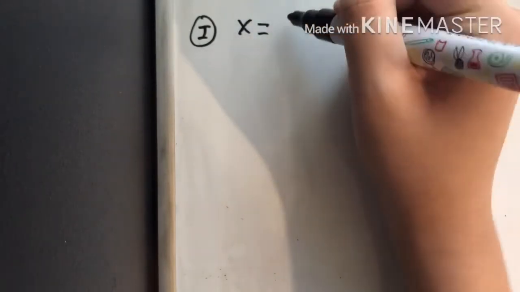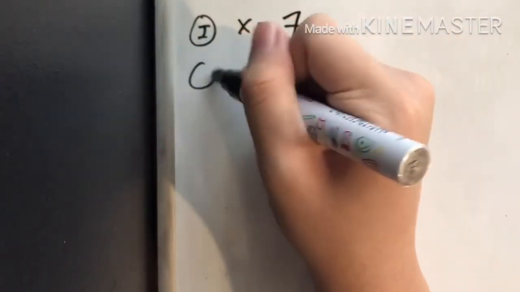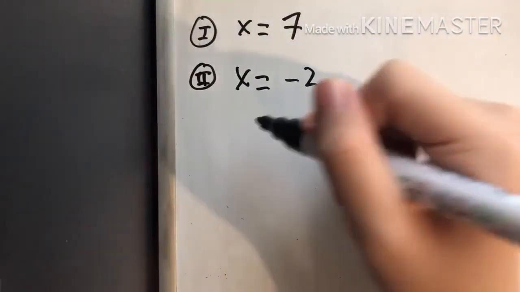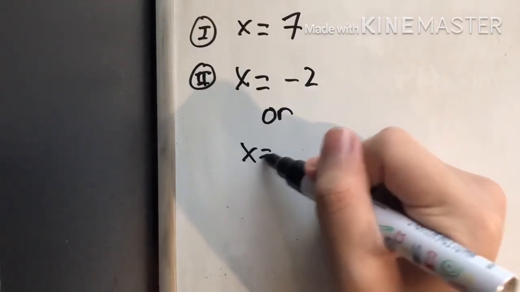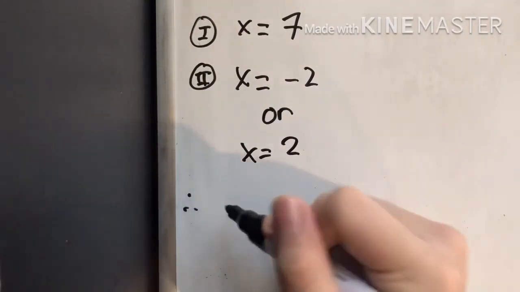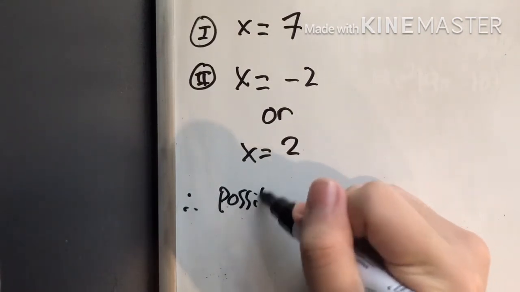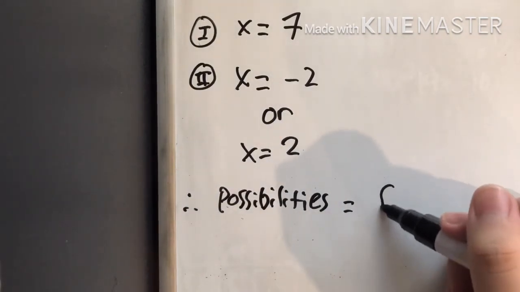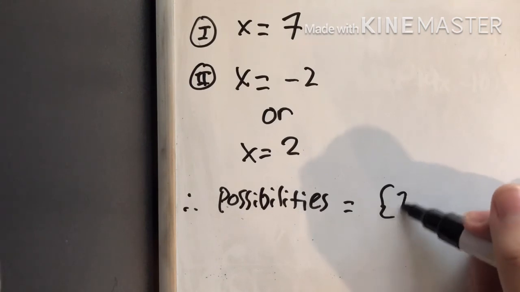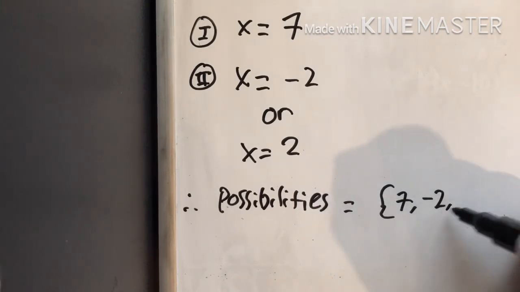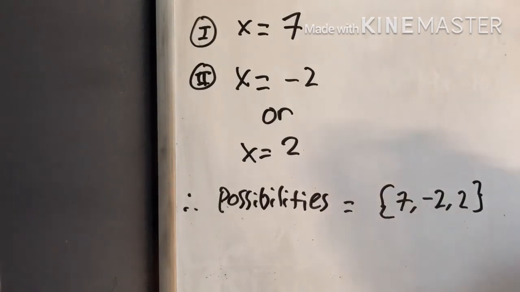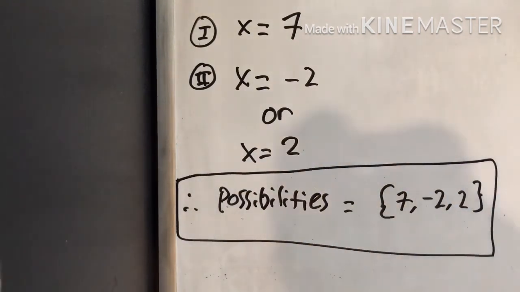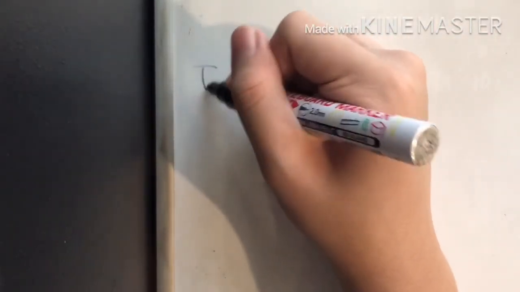And to sum it all up, in the first condition, the x is 7. And in the second condition, the x is either negative 2 or positive 2. So the possibilities of the x in this equation are 7, negative 2, and positive 2. And that's all the possibilities of x in the equation.